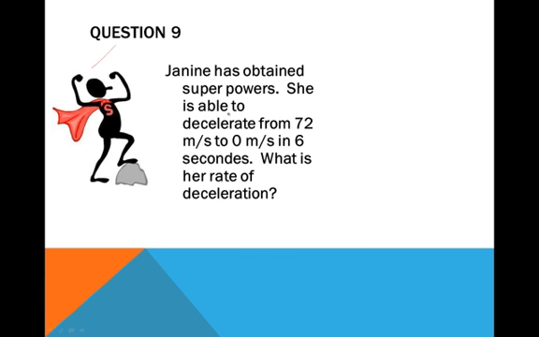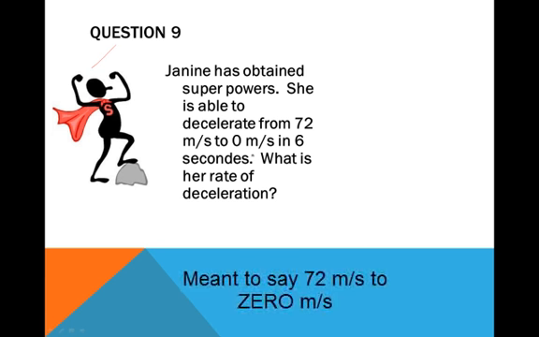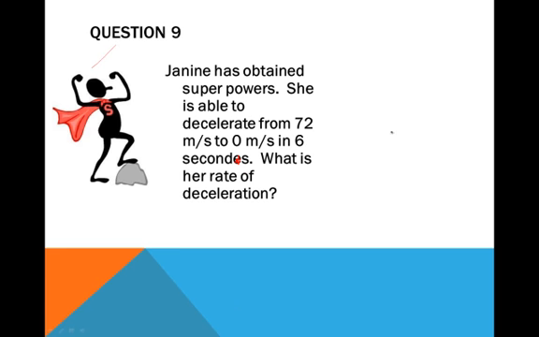So Janine has obtained superpowers. She's able to decelerate from 72 meters per second to 0 meters per second in 6 seconds. Oop, and I spelled seconds wrong. 6 seconds. What is her rate of deceleration? So here's a hint. It says here deceleration, and whenever it's decelerating, you should have a negative answer. So the answer should be negative. Okay, because it's slowing down.